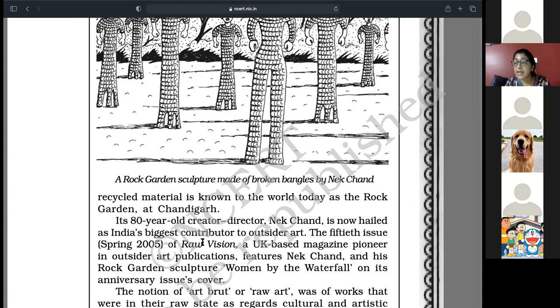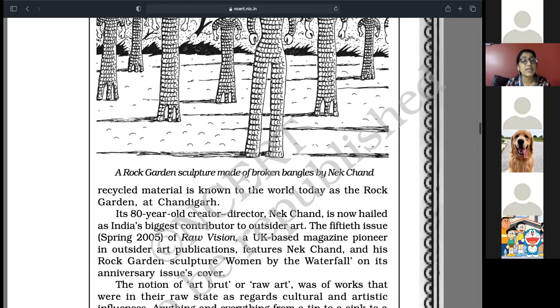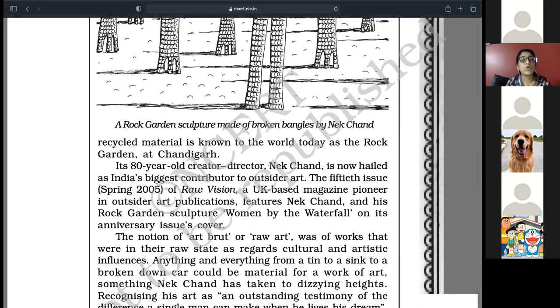It's 80-year-old creator and director Nek Chand. But now he is no more. He died just a few years back, that is in 2015 or so. He is now hailed as India's biggest contributor to outsider art. Because he hasn't any training, he is called an outsider artist.